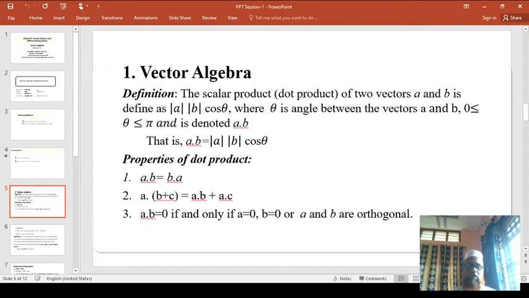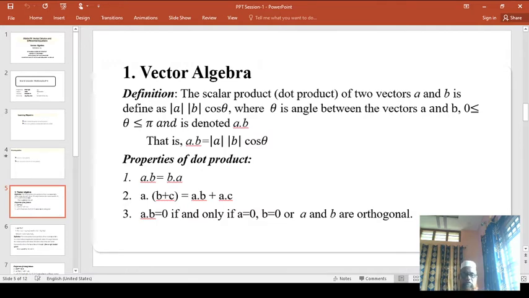Definition: the scalar product, or dot product, of two vectors a and b is defined as mod a into mod b into cos theta, where theta is the angle between the vectors a and b, where theta lies between 0 and pi, and it is denoted by a dot b. That is, a dot b equals mod a into mod b into cos theta. So it is a basic formula, the scalar product, the dot product, we already know that.